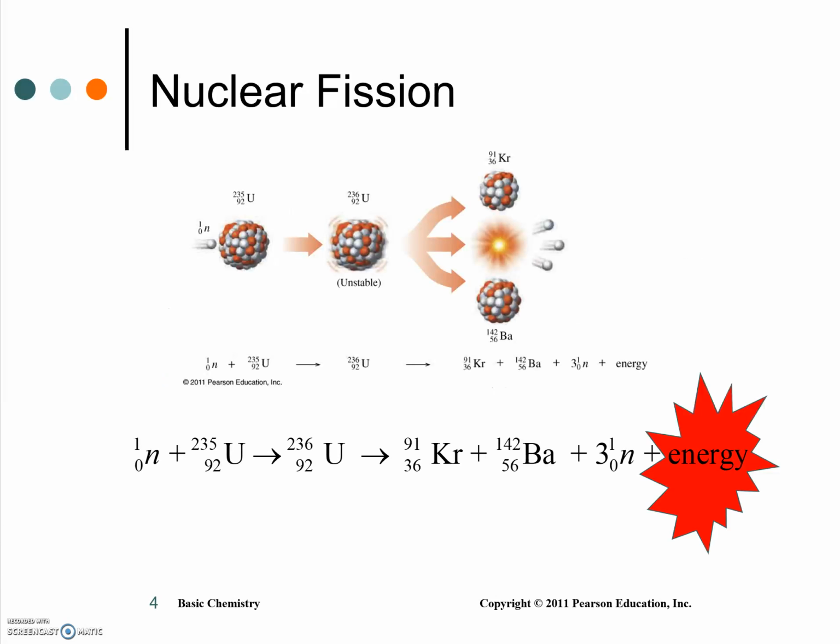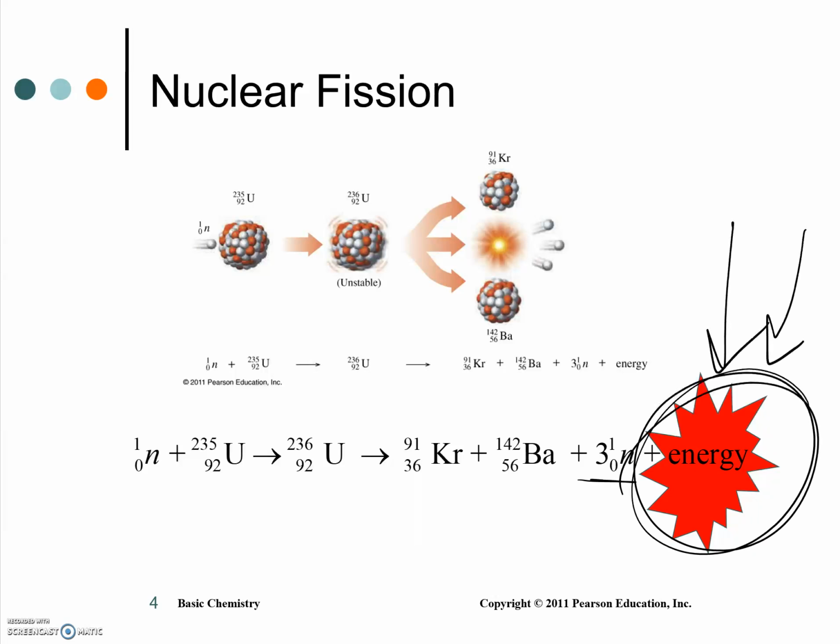So if you were to look at this nuclear fission, we have a neutron bombarding uranium-235, and this unstable nucleus starts to split apart and become uranium-236. So it gained that neutron, but it's so unstable it spontaneously breaks apart into krypton and barium-142, as well as 3 neutrons and lots of energy. Now, this is the reason why we love nuclear fission so much.